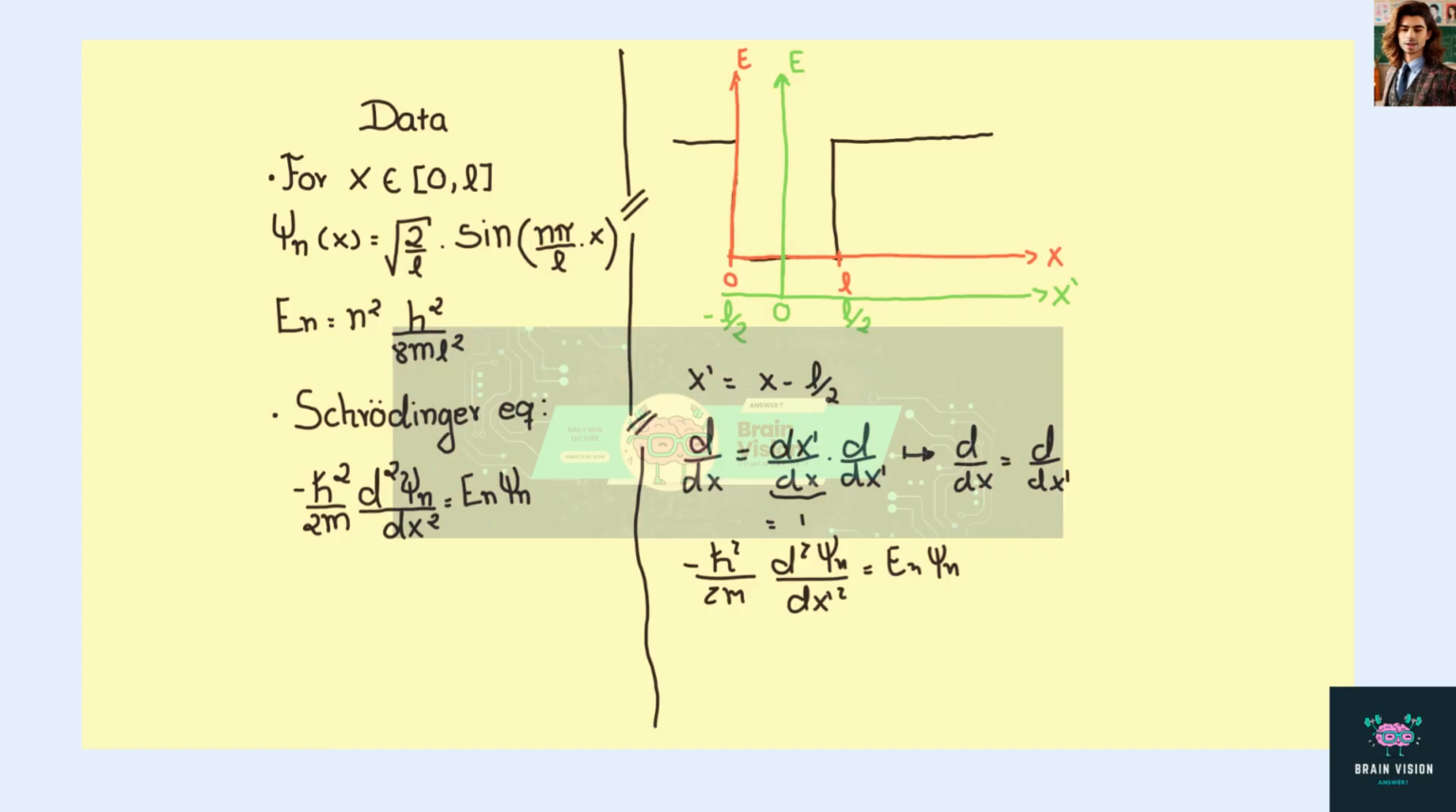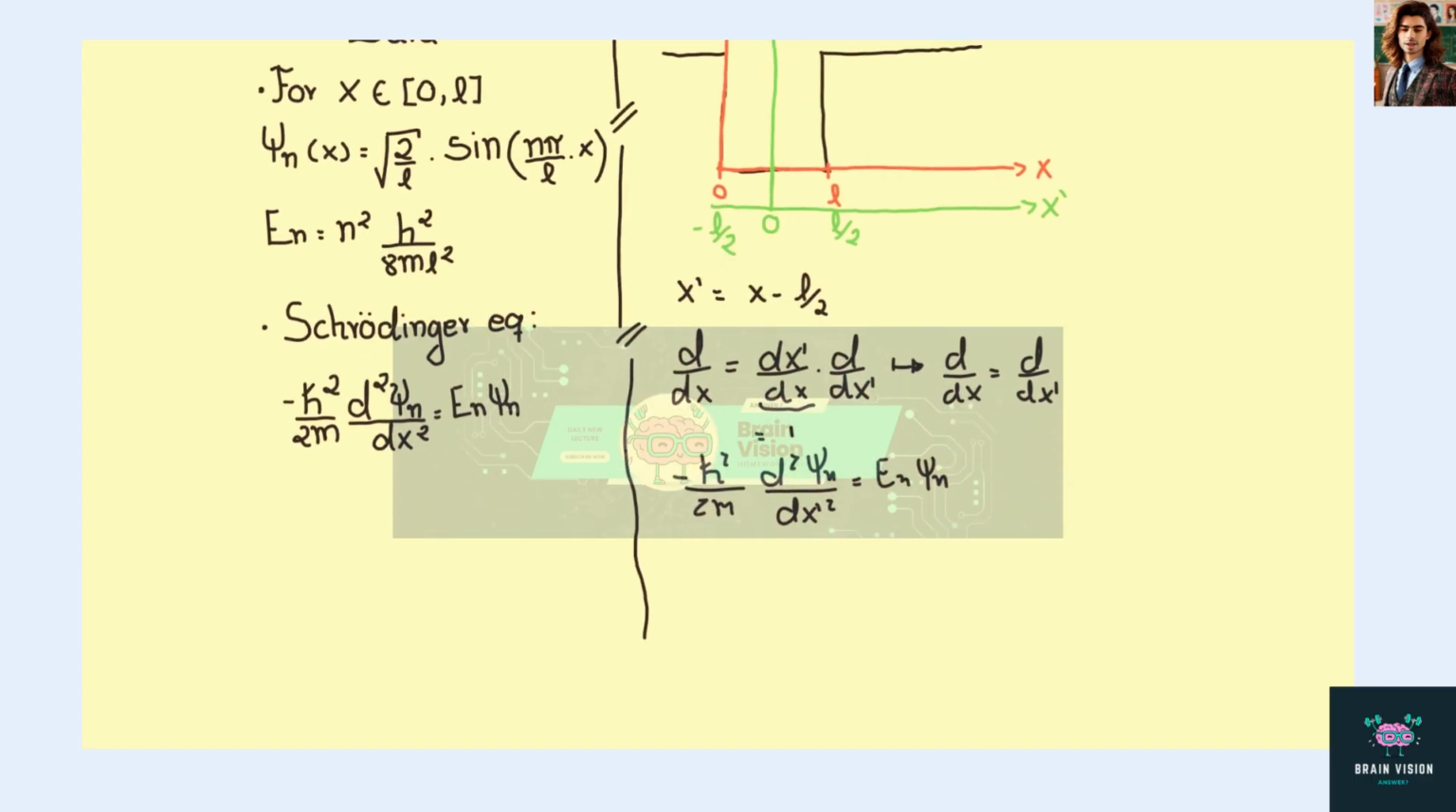Therefore, we can just make a translation of the original solution, the solution in the red reference frame, to get the solution in the green reference frame. We can do it as follows. We have the solution in the red reference frame right here. All we have to do is translate it to the green reference frame. How can we do that? We have to look at the relation between x and x prime, which is given by this equation. And we can see from this equation that x is equal to x prime plus L over 2.